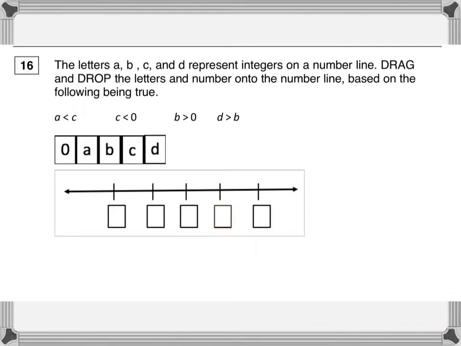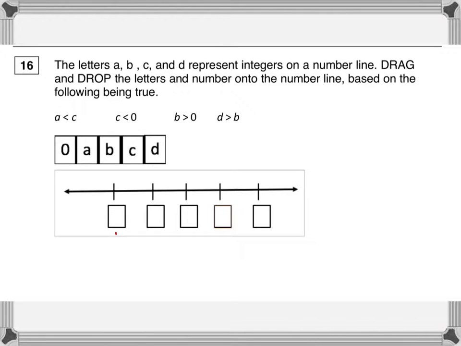All right, problem 16. The letters A, B, C, and D represent integers on a number line. Drag and drop the letters and number onto the number line based on the following being true. So when you take this test on EDMS, you're actually going to take these numbers and drag them over here to our number line.